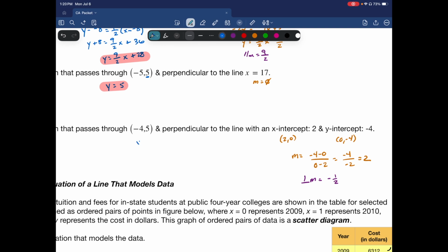All right, so I got y minus 5 equals -1/2 (x minus -4). All right, so y minus 5 equals -1/2 x. All right, so there's going to be +4, and positive times negative is negative. Half of 4 is 2, so it's -2. Add the 5, y equals -1/2 x plus 3. Okay, so that's how you do those.